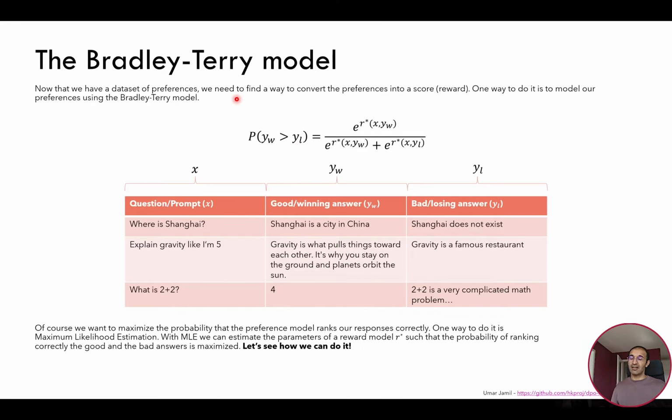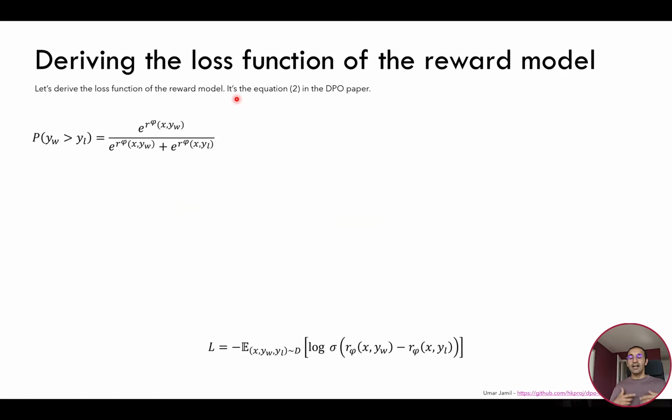Let's see how we can derive the loss to maximize this expression here. If you look at the DPO paper, you will see that they go from the Bradley-Terry model, which is this one, directly to the loss here, but they don't show you the derivation. So I will show you how to derive the loss that maximizes this probability here. The derivation is very simple actually.